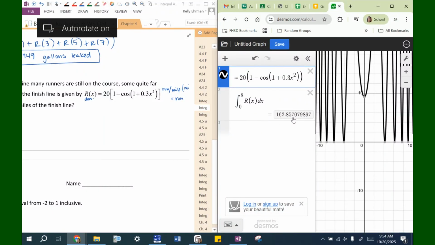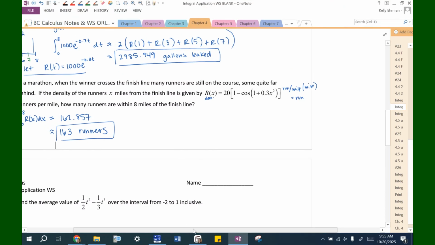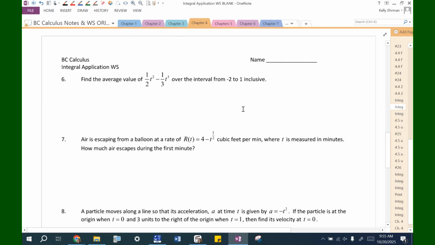So this is 162.857. Now we're talking about runners. This is not thousands of runners or anything. So let's go ahead and round that to the nearest runner, which is 163 runners. Part of the reason they ask you to include units in your answer is because they want to know if you know that it makes sense to round up to a whole runner and for things like that.